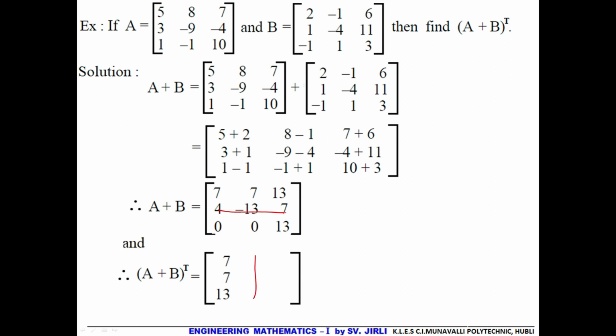Next, 4, minus 13, 7 is second row. We make it as second column. Then 0, 0, 13 is third row. Here we write it as third column. This is (A plus B) raised to T. Hope you copied all the things. Let us move to the next.